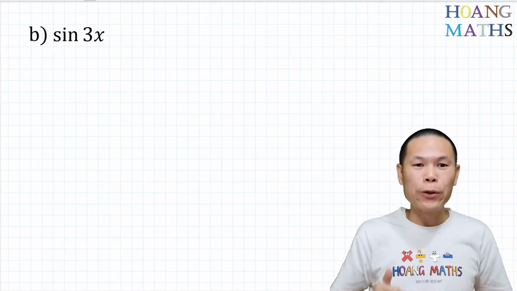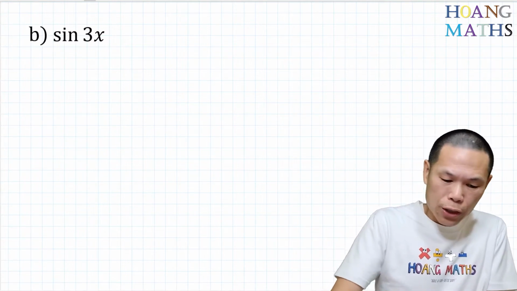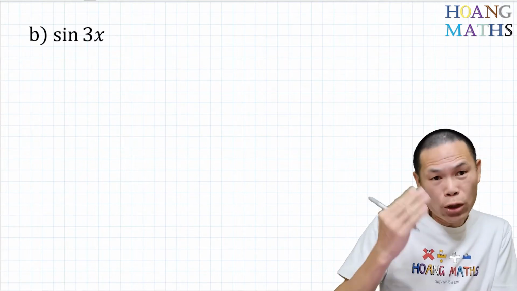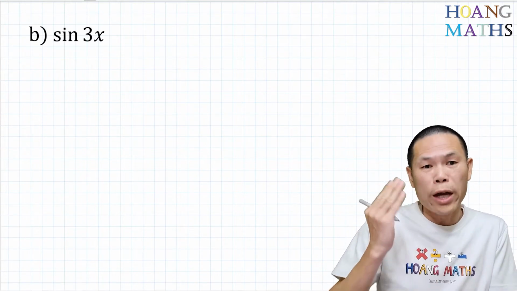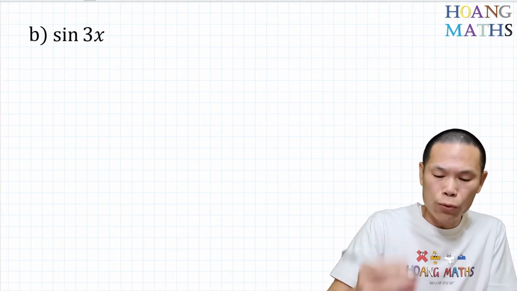So let's get into it. So first of all, we need to know the trig identity first. So we know that 3x is equal to 2x plus x or x plus 2x. Doesn't matter which one you go first, okay? But let me just write out the rule first.